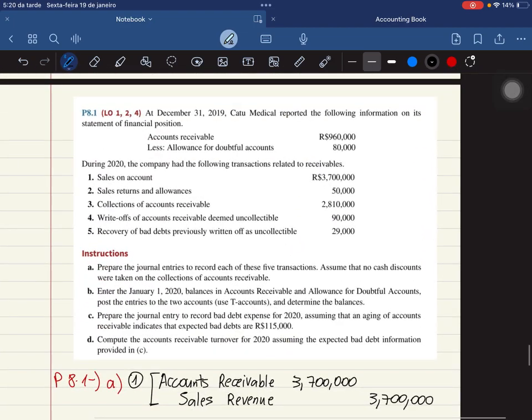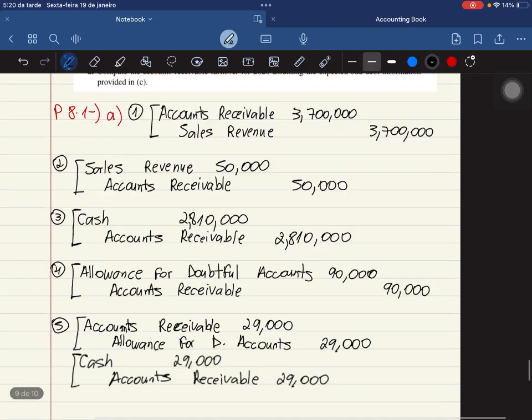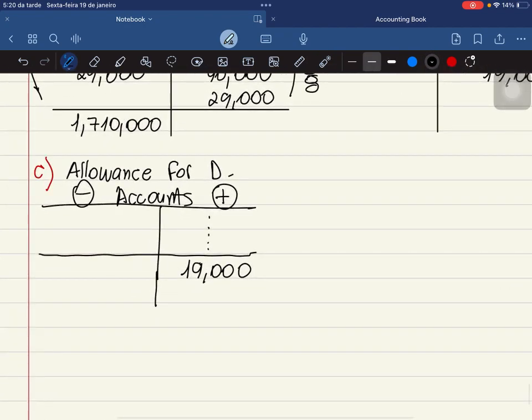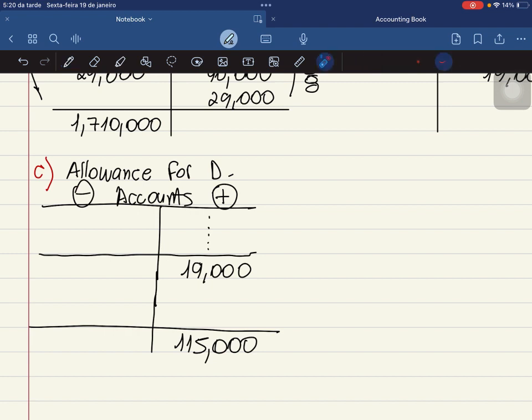Why is that? Because here they said that the expected bad debts are 115,000 reais, which means that the expected final balance is going to be 115,000 reais. So we're gonna have to put it here, right? Because it's the expected final number. And then we just have to figure it out. How much do we need in order for this 19,000 to become 115,000? Well, we're gonna have to add something, right? We're gonna have an X, and this X is what we call bad debt expense.